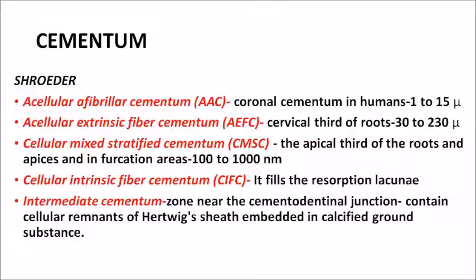Now what is the 5th type, or intermediate cementum? Intermediate cementum is a zone near the cemento-dentinal junction. That is, in the root after cementum we have dentin inside, right? So in the cemento-dentinal junction we can see the intermediate cementum. It contains cellular remnants of the Hertwig's epithelial root sheath embedded in a calcified ground substance. So it is found near the cemento-dentinal junction, and it shows the characters of both cementum and dentin. That is why it is known as intermediate cementum.